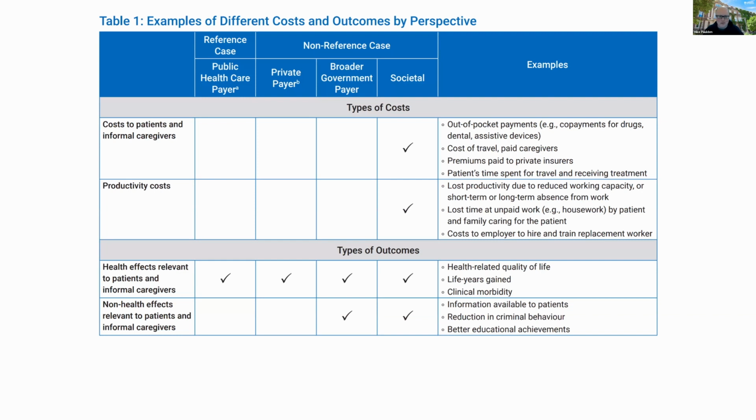Next, we come to the outcomes. And under the current perspective that CADTH has, that reference case perspective, the only outcomes considered are health effects relevant to patients and informal caregivers. So health-related quality of life, life years gained, clinical morbidity. What a societal perspective adds is those non-health effects in that bottom row. So things like reductions in criminal behavior, better educational outcomes, all sorts of outcomes that are important to people, they're valuable, and they go beyond health.